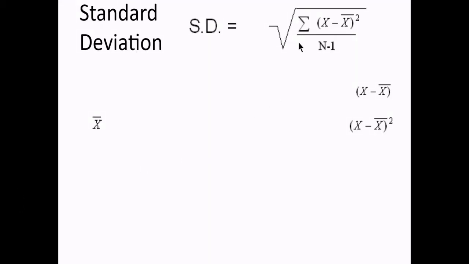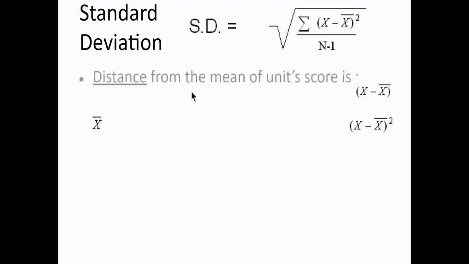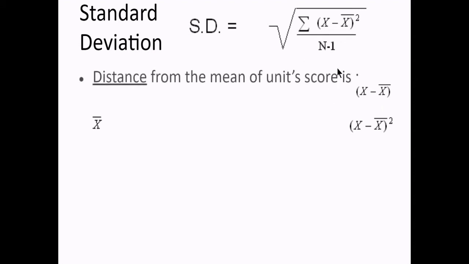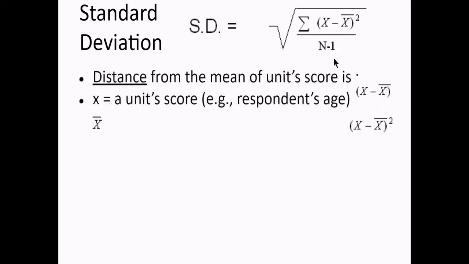So to crack the hood a little bit, this is how the standard deviation is actually calculated. You may have seen something like this in your statistics class. It may look like a scary equation to some people, but it's really not. Let me try to explain the component parts here. What this basically measures is the distance from the mean of each unit's score, all right?